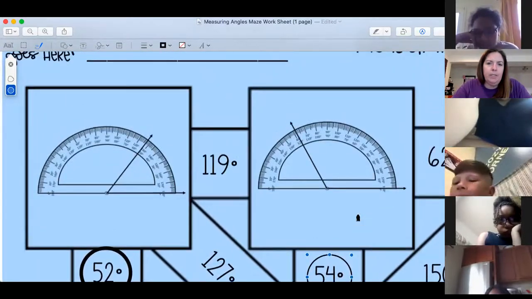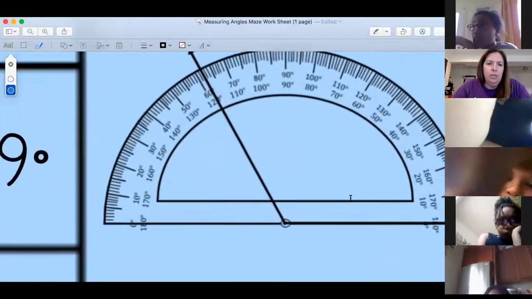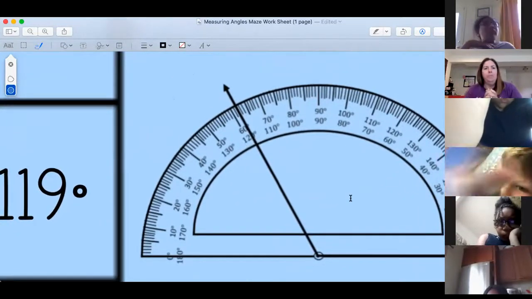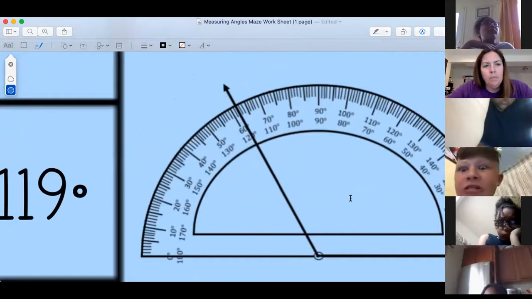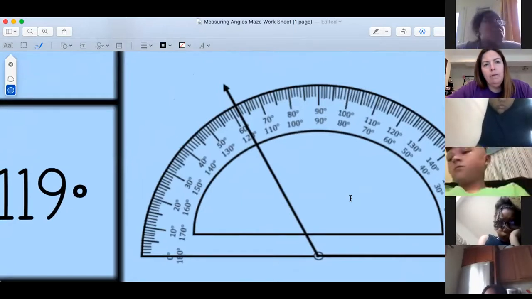I'm going to move up to this protractor. Now, what do we notice? What do we see about this angle? Mia, what do you notice about this angle?